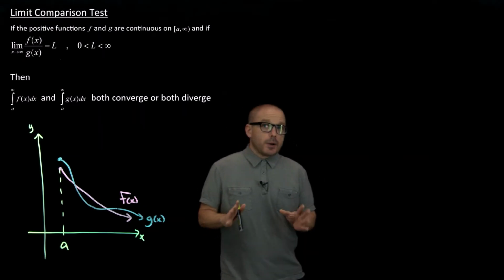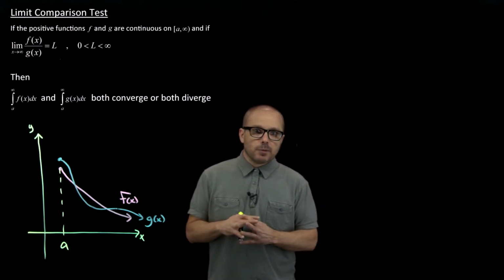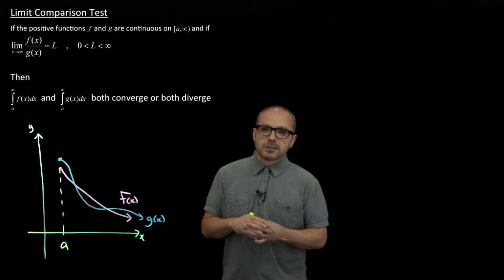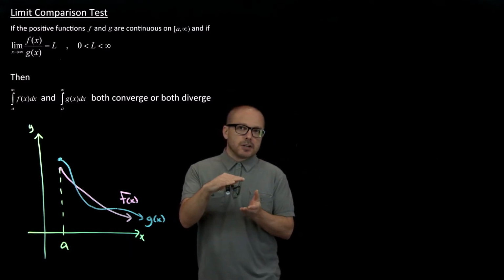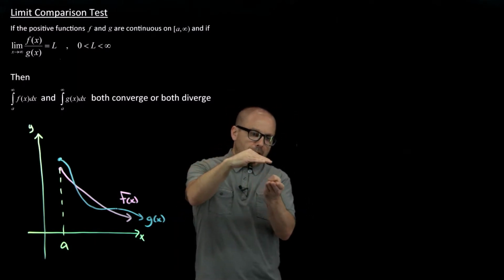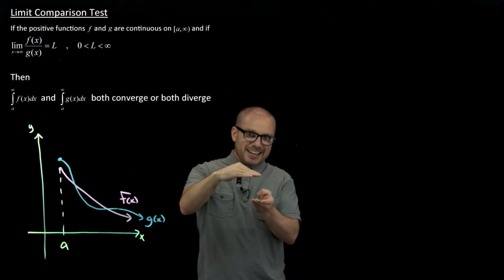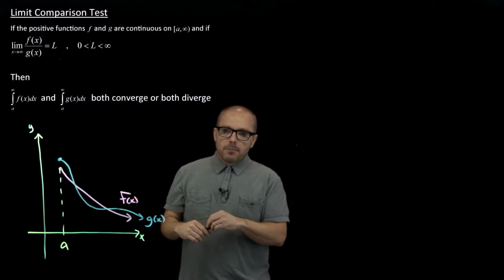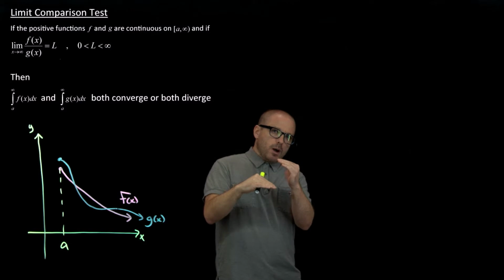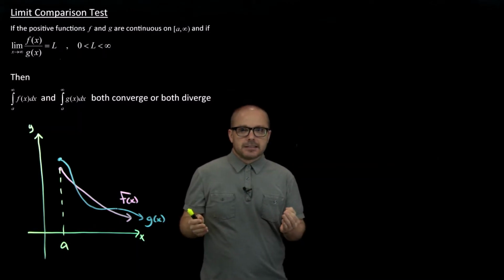So we looked at direct comparison tests for trying to determine convergence or divergence, and we saw that that relied on the two functions having a sort of bounding. One of them is trapped between the x-axis and the other function. But if the inequality is just on the wrong side, that technique's not going to work.